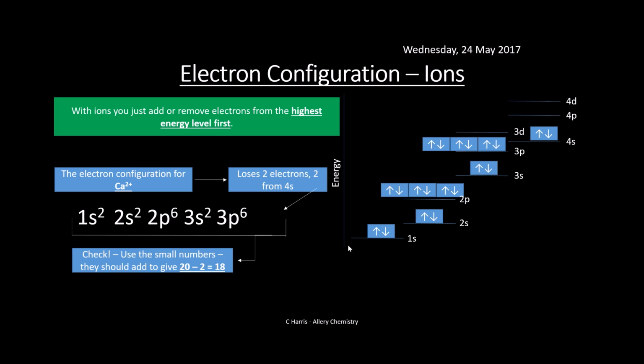Now obviously you need to check your numbers as well. Calcium, given the electron configuration, has the proton number of 20. So it has 20 electrons to start off with. We lose 2 electrons because it's Ca2+, so now we're left with 18. So make sure all these little numbers add up to 18.